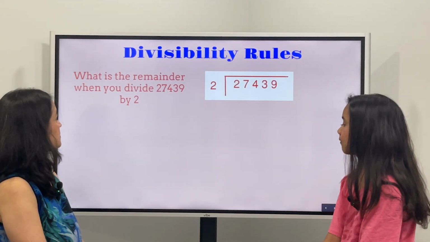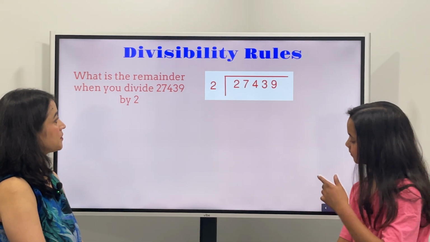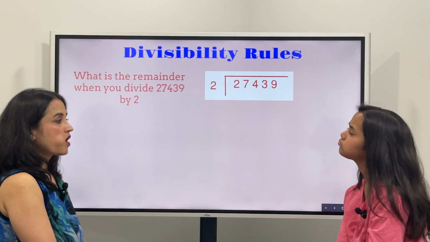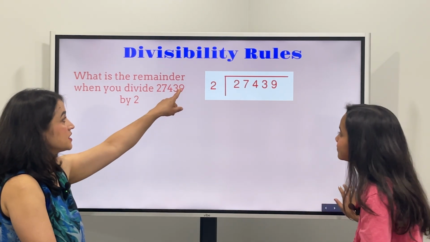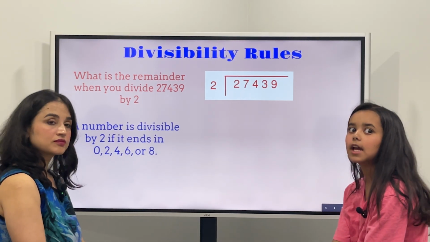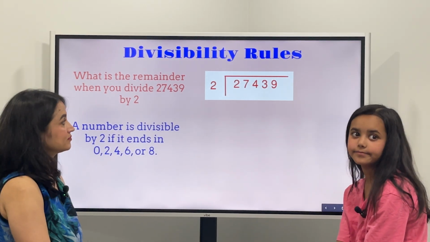Congratulations. So what is the remainder when you divide 27439 by 2? What do you think? Let's see. See the 9? The 9 is an odd number, so the remainder will be 1. Let's see if it's right.